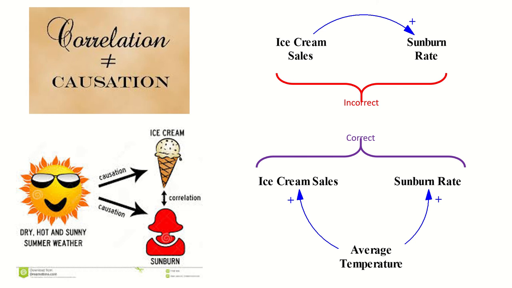And here I have a mechanism. I know how temperature affects ice cream sales, and I know how temperature affects sunburn rate. So this is the right CLD, but that's the wrong CLD because there is no mechanism that links ice cream sales and sunburn rate, even though they're correlated. So I might give you one of these and one of these and ask you to eliminate the incorrect causal loop diagram, and then you would have to know that, because that's just reflecting correlation, that's the wrong one.